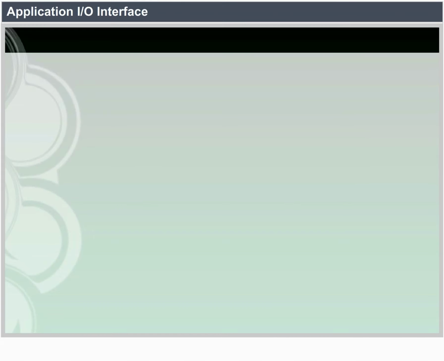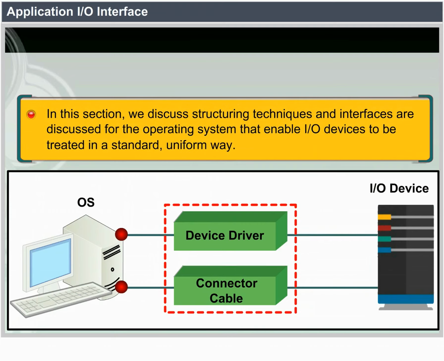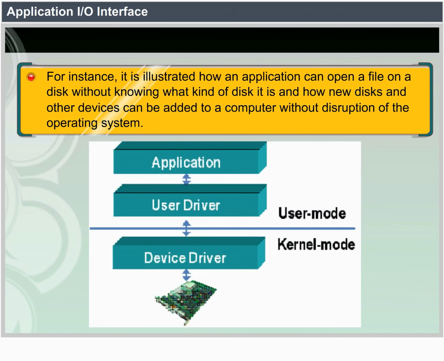Application input-output interface. In this section, we discuss structuring techniques and interfaces for the operating system that enables input-output devices to be treated in a standard, uniform way. We explain, for instance, how an application can open a file on a disk without knowing what kind of disk it is, and how new disks and other devices can be added to a computer without disruption of the operating system.